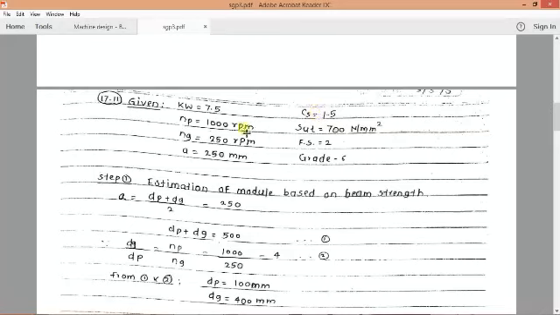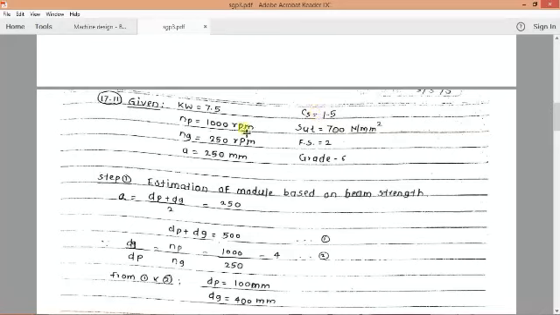Keep in mind that the speed and diameter of gears are inversely proportional to each other. The pinion has more speed than the gear, because it is smaller, so it rotates more aggressively than the gear. So ultimately they are interchanging to each other.